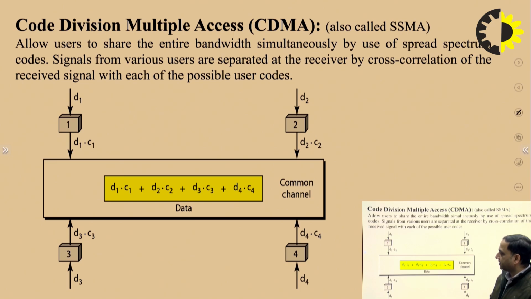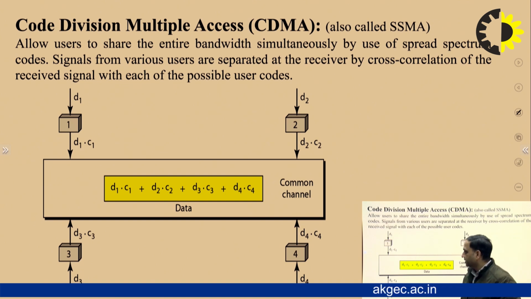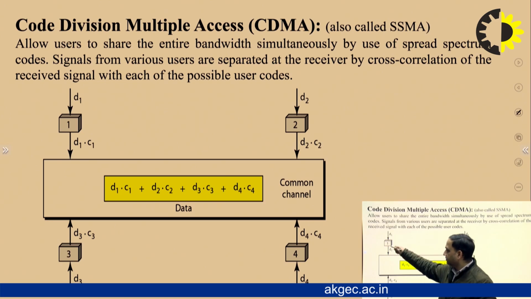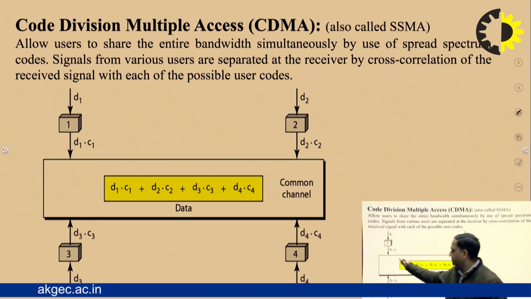Next is code division multiple access. What happens in this? The different sources transmit the signals with the help of different pseudo codes. In the FDMA system, we were using D1 with F1, and in the TDMA system, we transmit the signal at different time slots. In the case of code division multiple access, we transmit the signals with different codes.